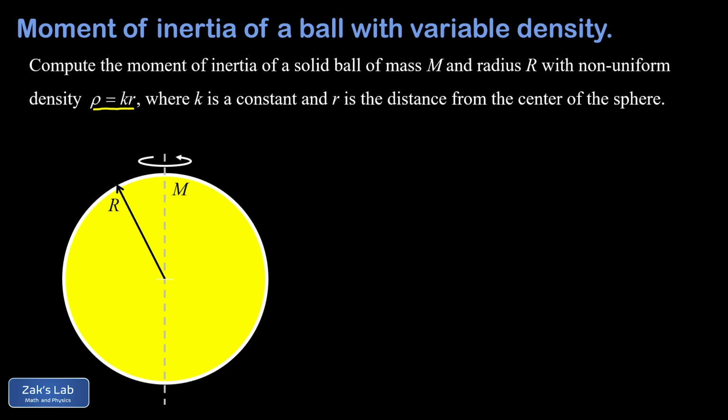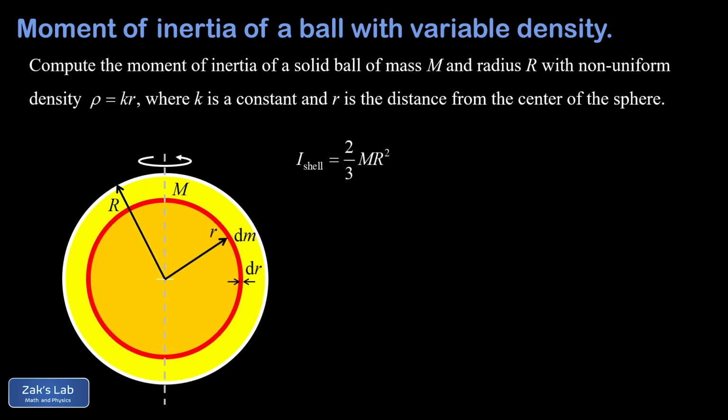In other words, the density is linearly increasing from the center out. So the basic idea of the problem is that we're going to break this ball into nested spherical shells and use our prior result for the moment of inertia of a thin shell. So there's a representative shell with a mass of dm, a radius of little r, and an infinitesimal thickness dr. And we have a reminder of our prior result of the thin shell moment of inertia, and that's 2/3 mr squared.